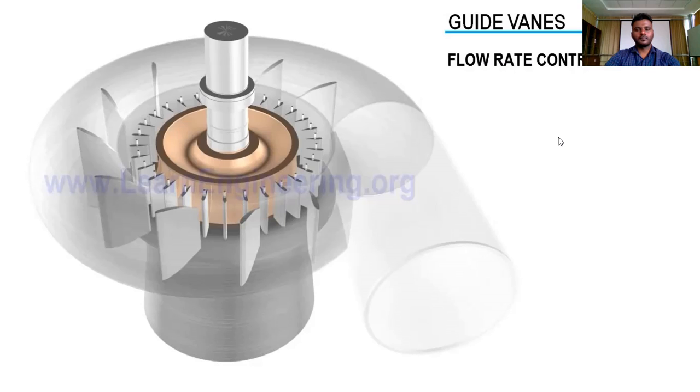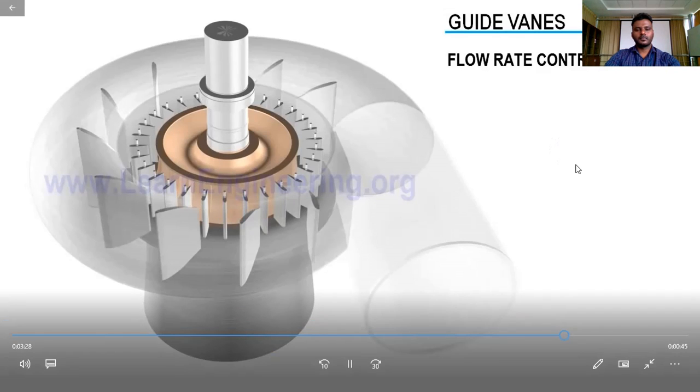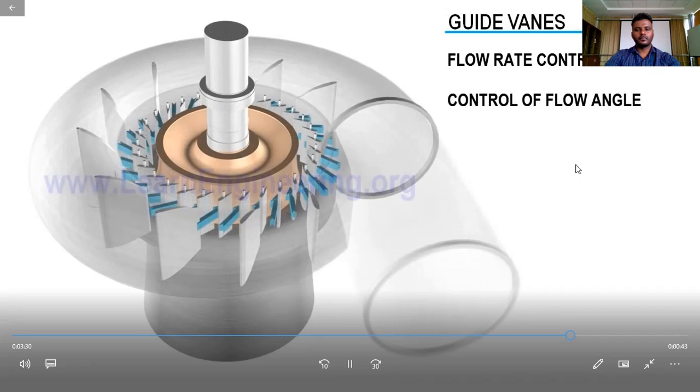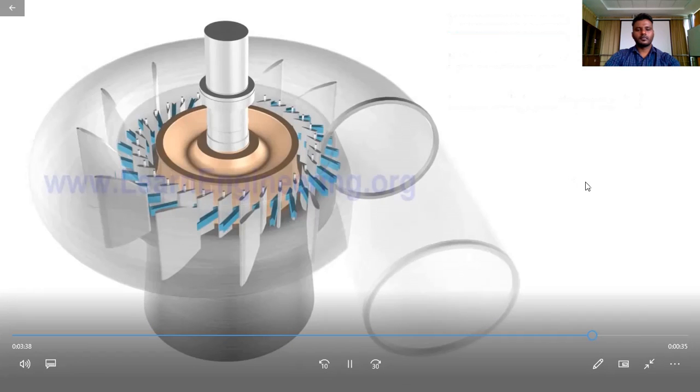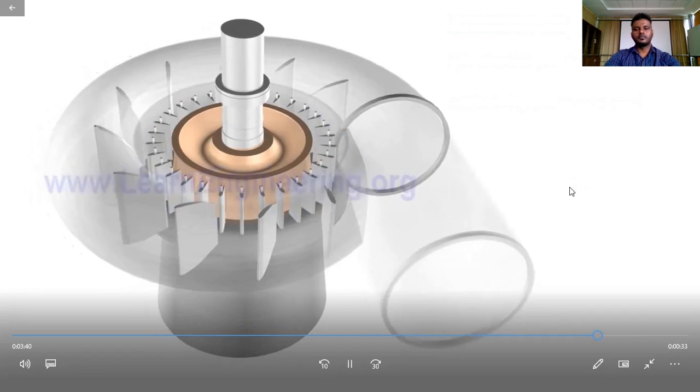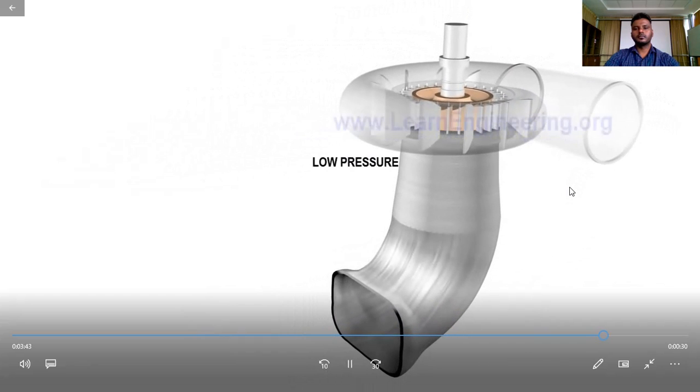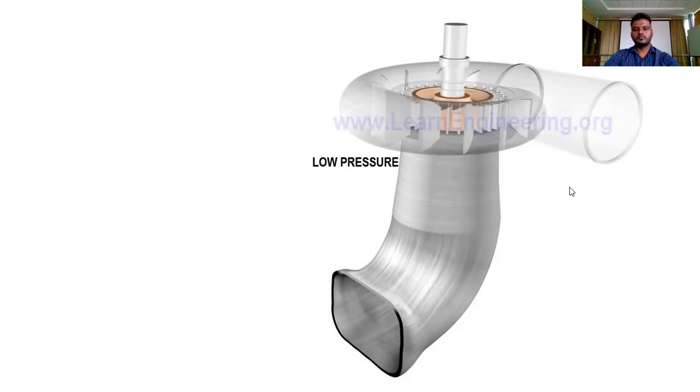Apart from controlling flow rate, guide vanes also control flow angle to inlet portion of runner blade. Thus, guide vanes make sure that inlet flow angle is at optimum angle of attack for maximum power extraction from fluid.